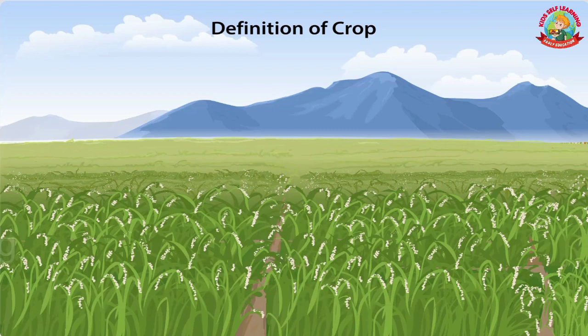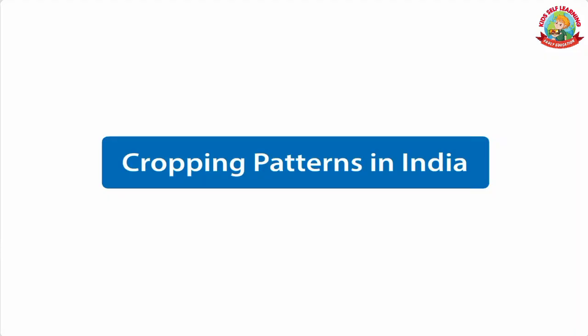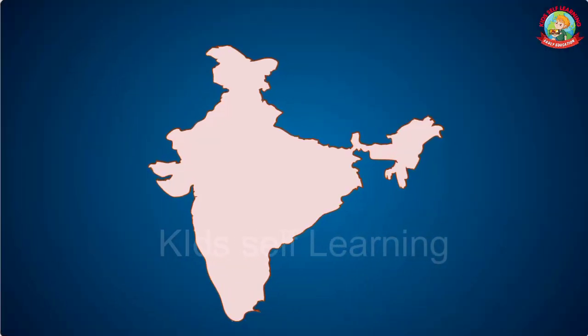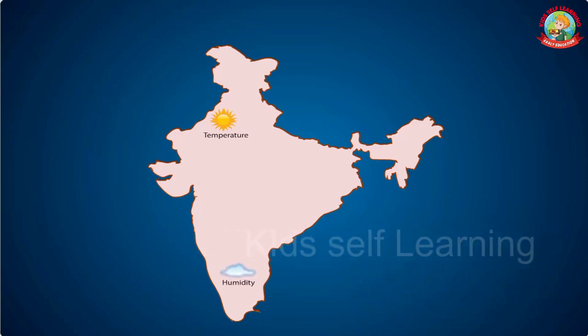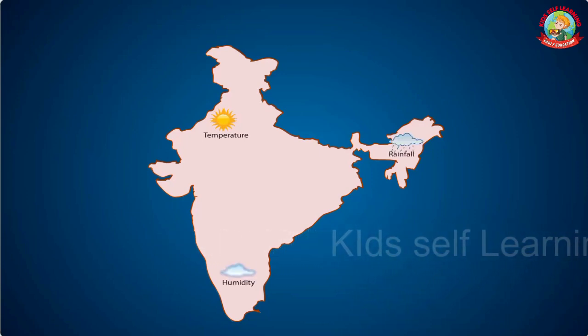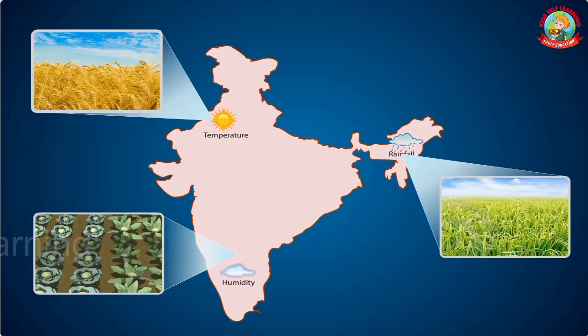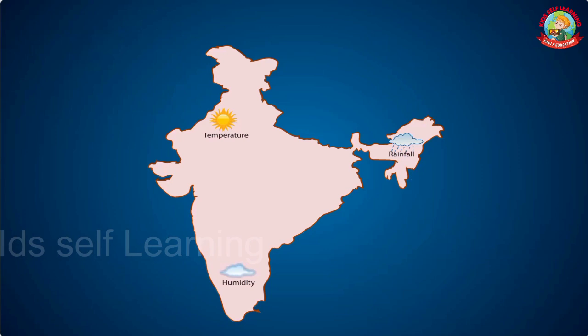Let us learn what are the different types of crops grown in India. Cropping patterns in India. In India, the climatic conditions like temperature, humidity, and rainfall vary from one region to another. Due to this, different types of crops are grown in different parts of India. Depending upon the season, two broad cropping patterns can be identified in India.